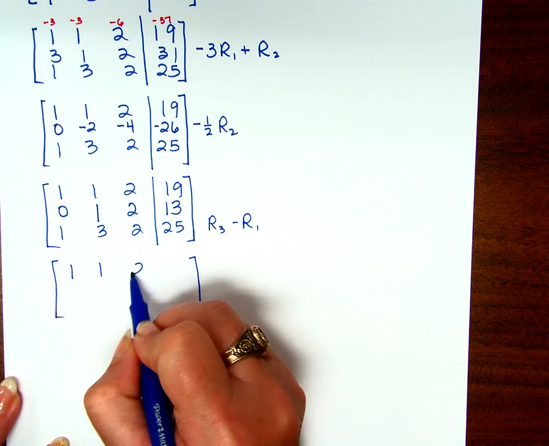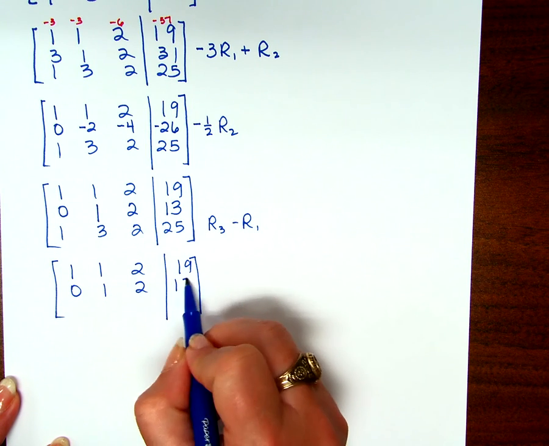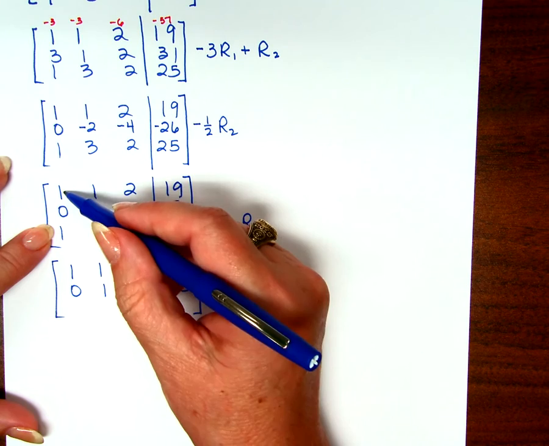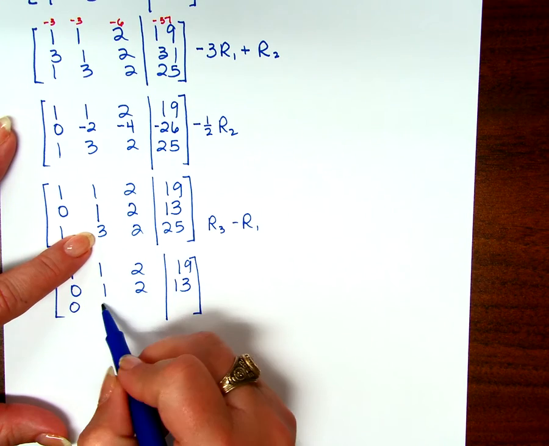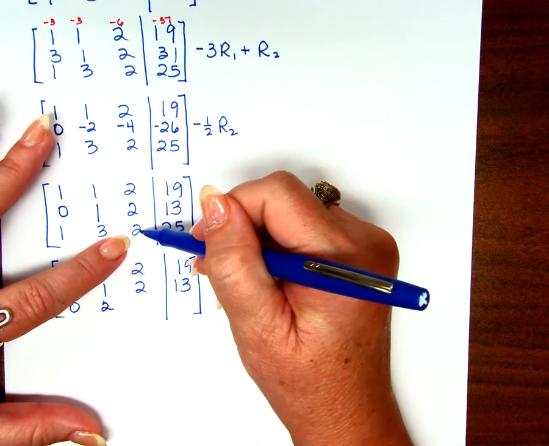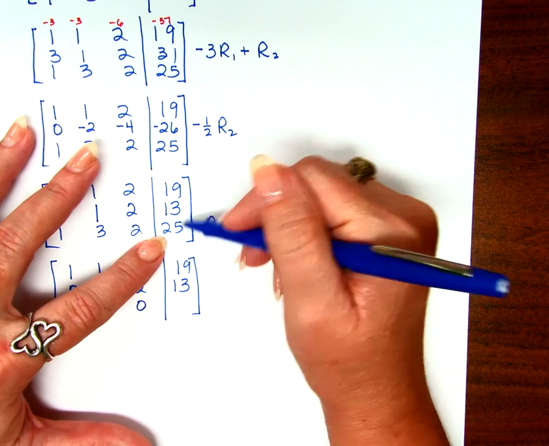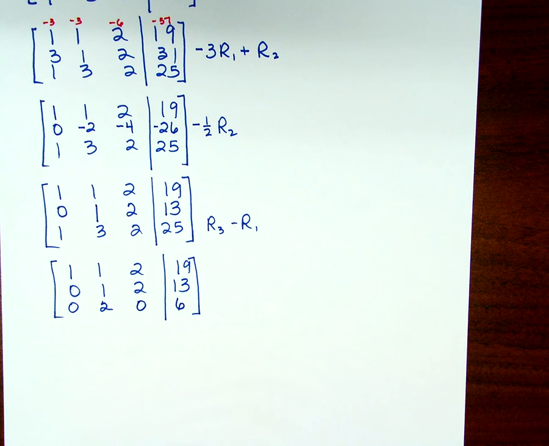1, 1, 2, 19. 0, 1, 2, 13. So 3 minus 1. 0. 3 minus 1. 2. 3 minus 1. 0. 3 minus 1. Okay so far? So now what?